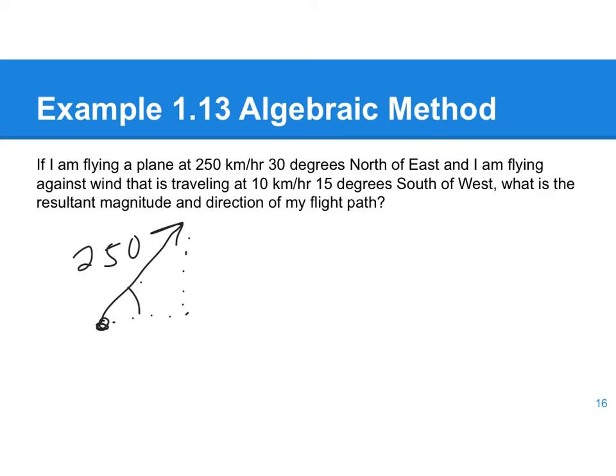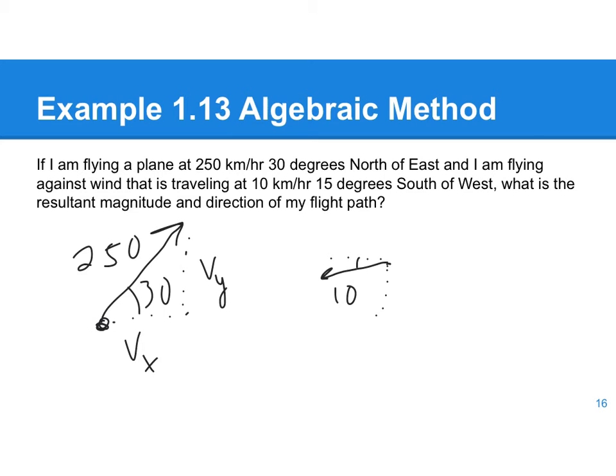Okay, so here's 30 degrees. So that means I have a velocity in the x direction and I have a velocity in the y direction. All right, and then there's a wind that's 15 degrees south of west. So here is, and my angle right there is 15 degrees, and that's 10 kilometers an hour.